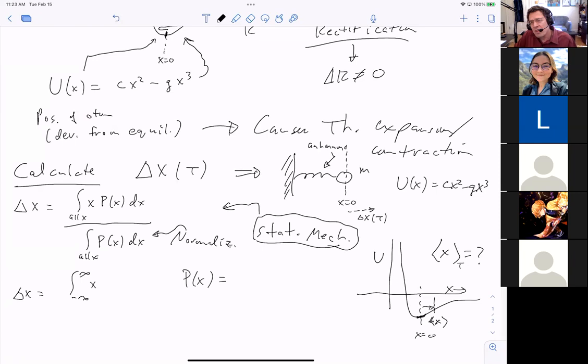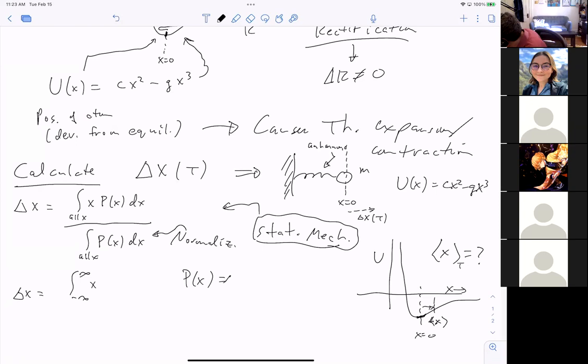Using stat-mech, what do you think that probability will be? Boltzmann distribution. Exactly. P of x is going to be proportional to e to the negative U of x over kT. That is the Boltzmann distribution, where the k is the Boltzmann constant. That's right. That's good.